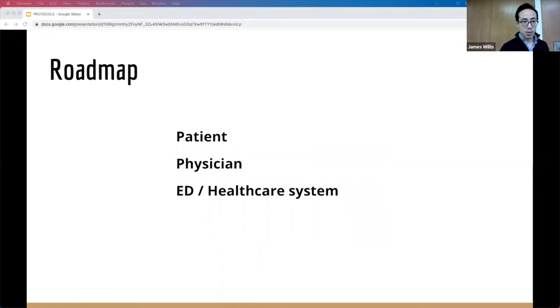So my slides are organized a little differently, where I just focus on the people and parties involved. So patient, physician, and ED, healthcare system. This slide seemed a little tough to put together and to look up papers. There seems to be a lot of anecdotal evidence.